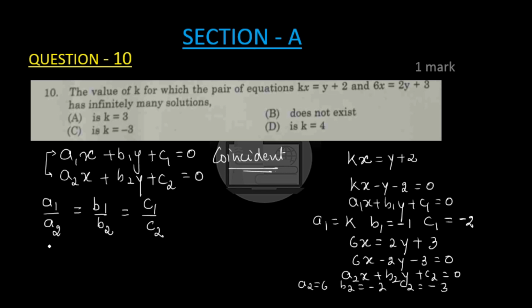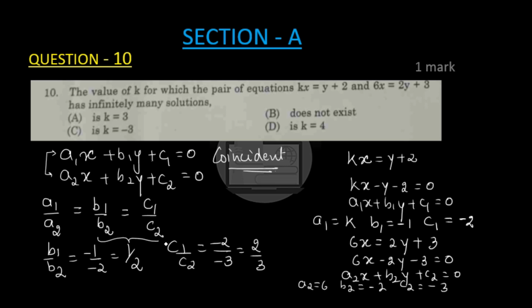So now let us find out b1 over b2. b1 over b2 is minus 1 over minus 2, which is 1 over 2. And c1 over c2 is minus 2 over minus 3, which is 2 over 3. So the first thing is that b1 over b2 is not equal to c1 over c2. This condition is not satisfied at all. And this means that there exists no value of k for which this particular equation will have infinite solutions, because b1 over b2 is not equal to c1 over c2. Okay, so the answer is does not exist.